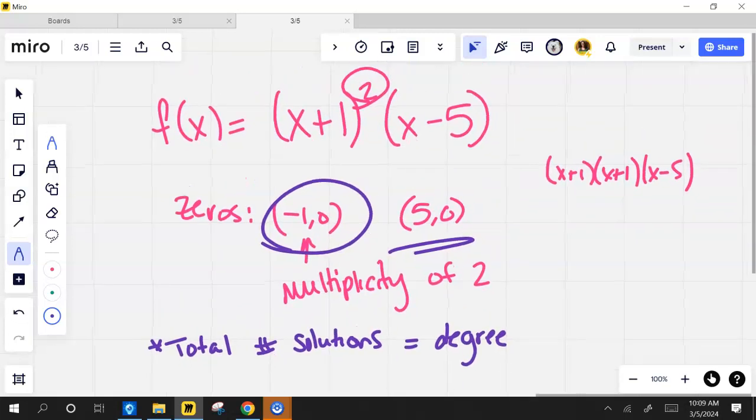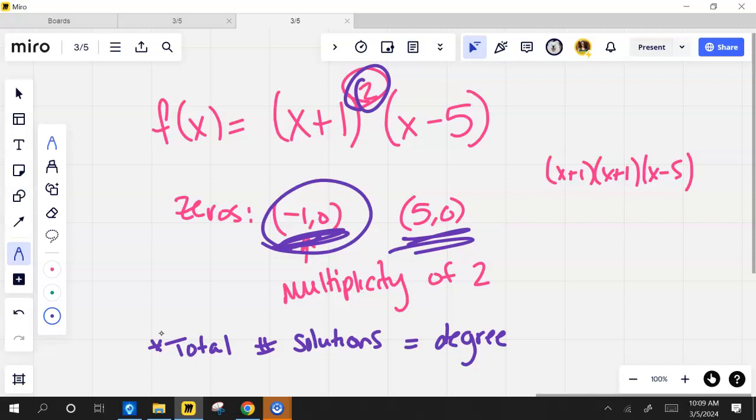Well, the degree of this one would be 3. If you FOILed this out and multiplied it all the way out, you would end up with a cubic, a degree of 3. And I know that, too, based on the zeros, because this happens twice. This one happens once, so it's got to be a degree of 3.